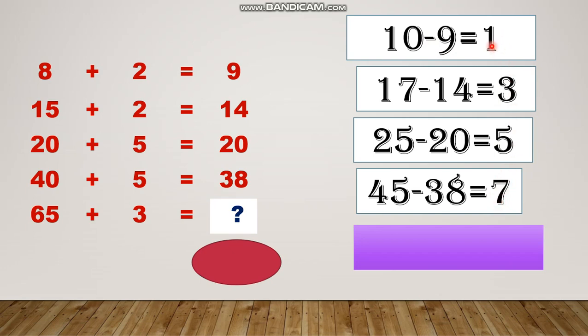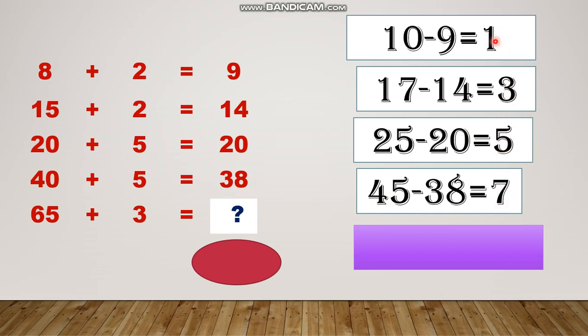In the first addition, the actual answer is 10, and they have subtracted 1 to get 9. In the second addition problem, the answer is 17, but they have subtracted 3 to get 14. In the same manner, 25 is the third answer, but they have subtracted 5 to get 20. Likewise, for 45, they have subtracted 7 to get 38. That is, the standard pattern is 1, 3, 5, 7.